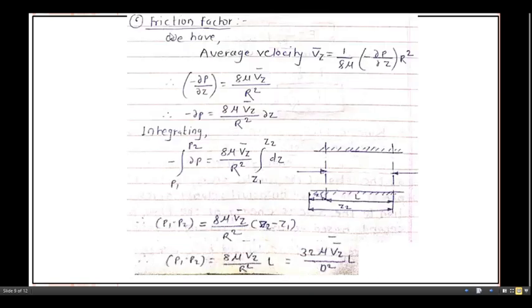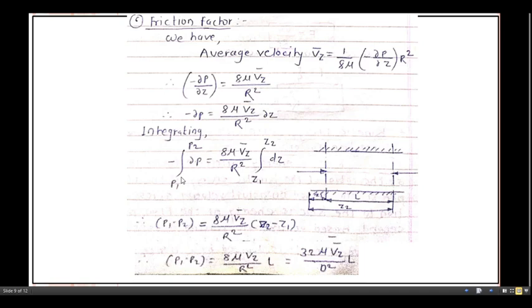If I consider the friction factor, then the average velocity Vz bar equals 1 upon 8 mu into minus delta P by delta Z into R square. To get the relation, you should separate this term and write it in this way. The limits are also with us in terms of the distance as well as the pressure.